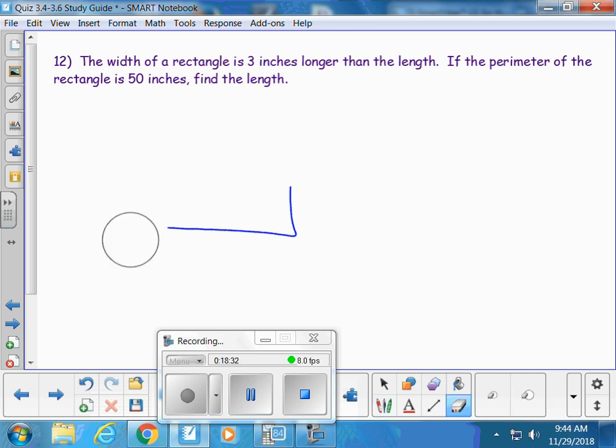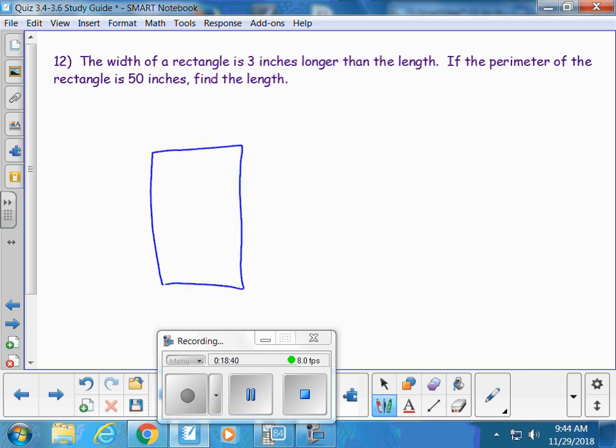Actually, probably drew that backwards from how you're picturing it. Most people picture the width this direction and the length this direction. The width is 3 inches longer than the length. Let's just call the length x, and then that would make the width x plus 3. 3 inches longer than the length. So I'm setting up my whole entire picture. Yep, I think that's our setup.